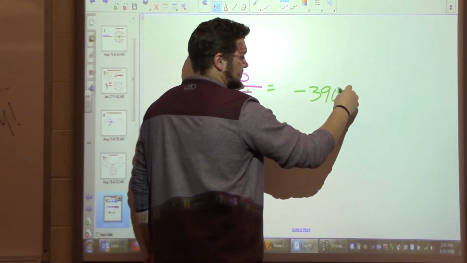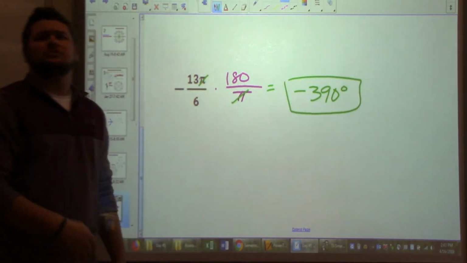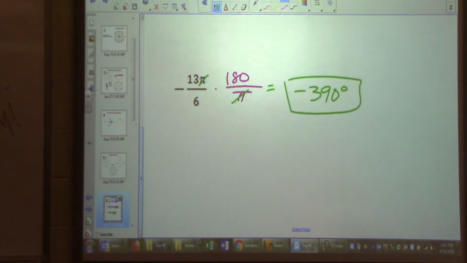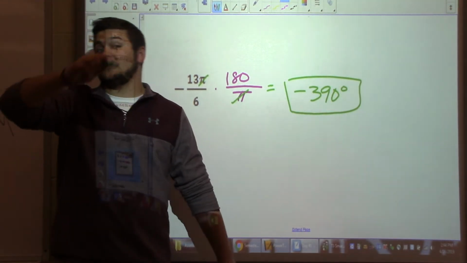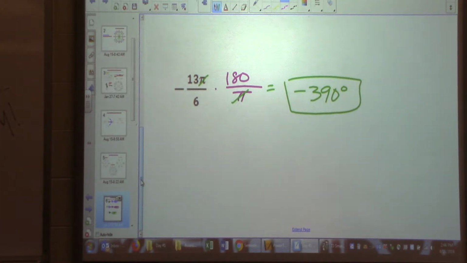Negative 390 degrees. Now, you're going to tell me, oh, Mr. E, they always said we can't have a negative angle measure. You're right. When you're dealing with angles in a square, or angles in a triangle, or angles in a shape, you can't have negative angle measures. But that negative sign is telling us the direction. That's why it's okay to have that. It's telling us the direction to go from 0 is down instead of up. So negative is okay. Having greater than 360 is okay. That just means you're going around more than once. Those are fine.